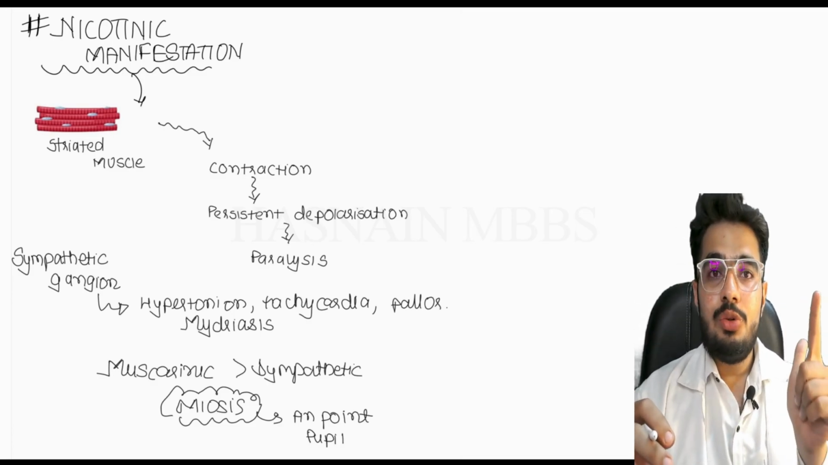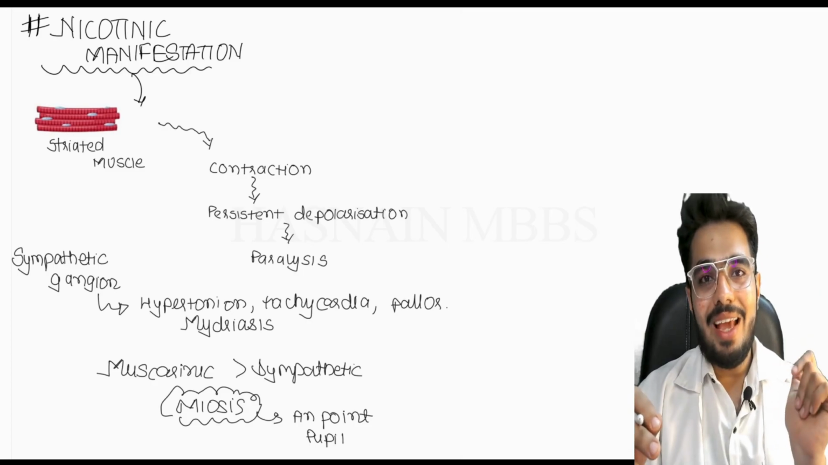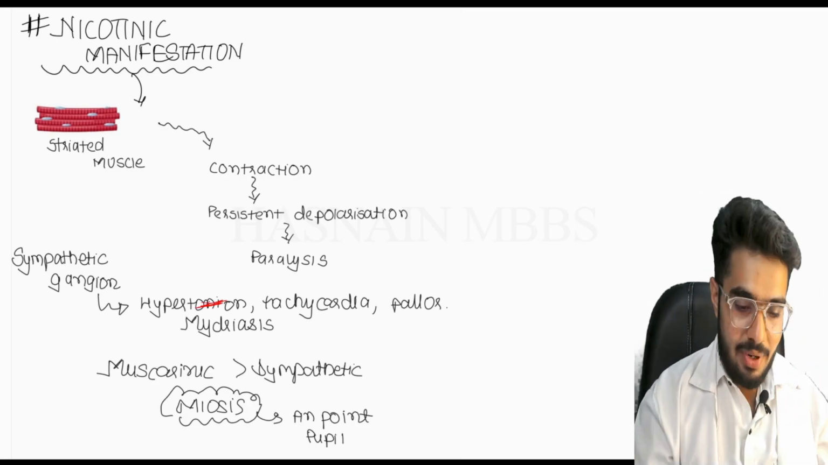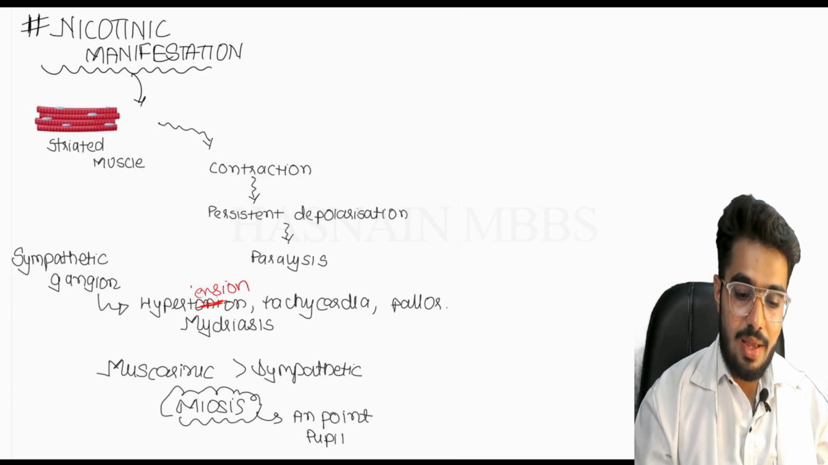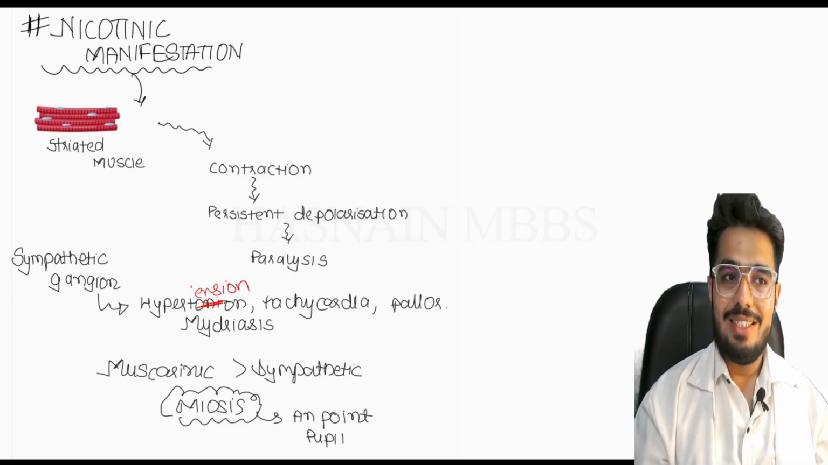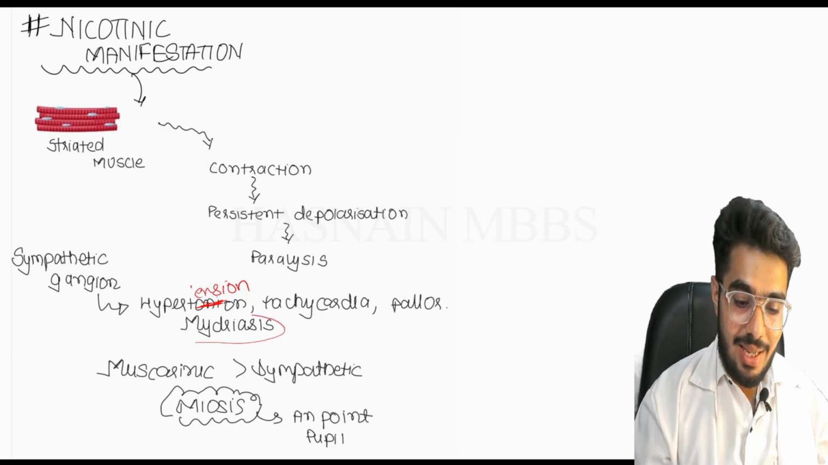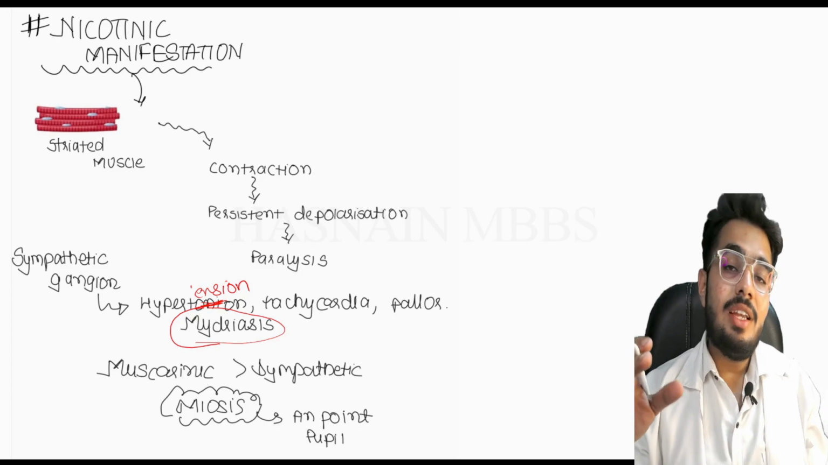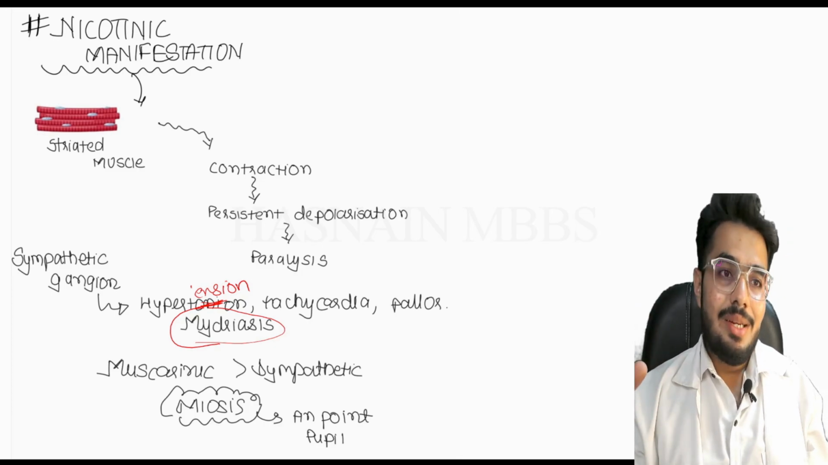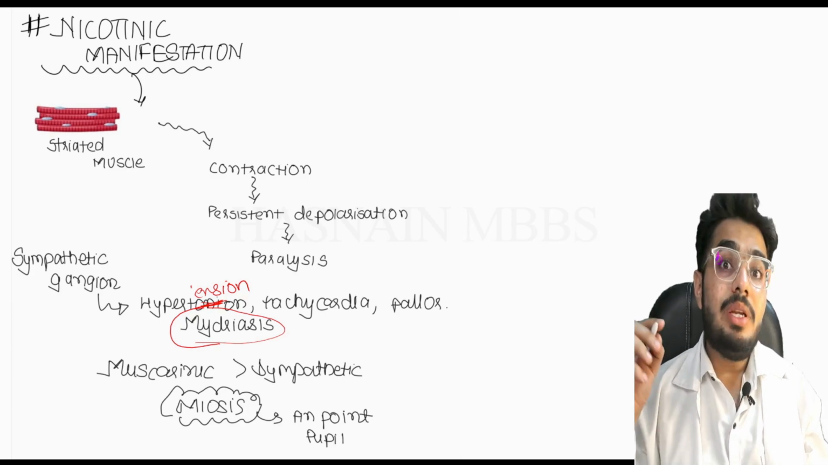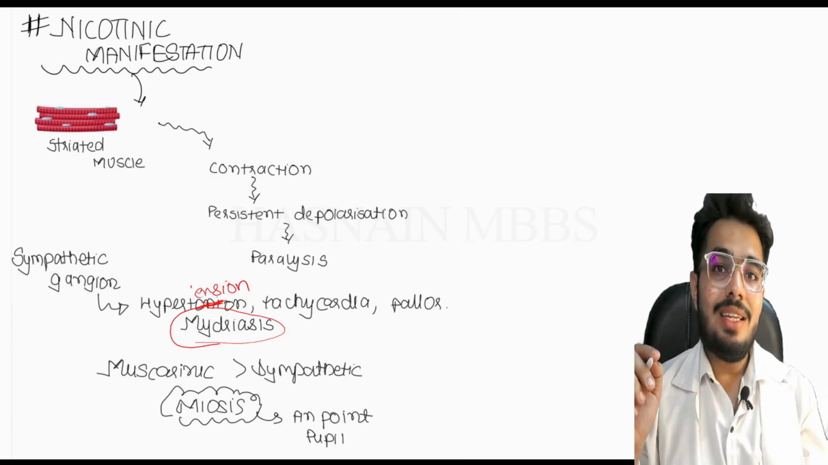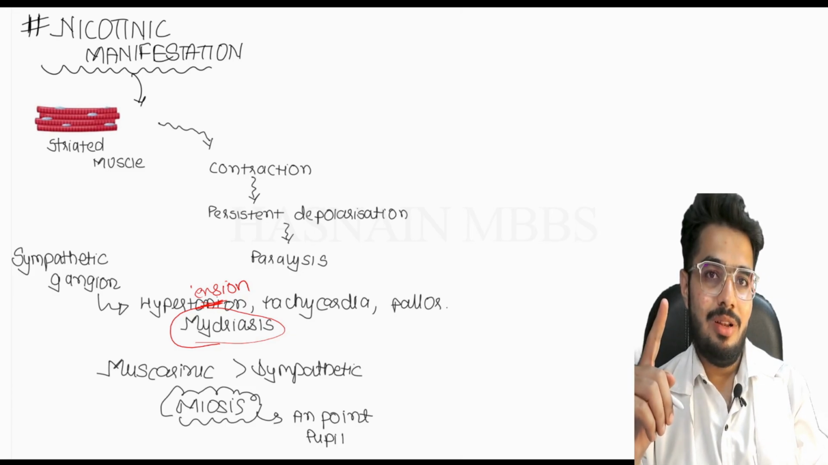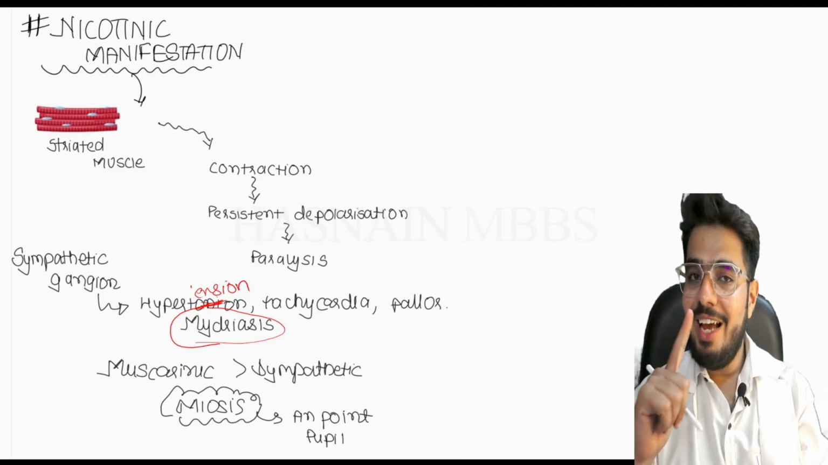Now what is it going to do at the sympathetic ganglion? It will cause hypertension, tachycardia, pallor, mydriasis. Mydriasis is actually dilation of the pupil, but it affects our muscarinic receptor, and it will cause more miosis. As a result, we get the pinpoint pupil, a typical sign in case of OP poisoning. So you understand the signs and symptoms.